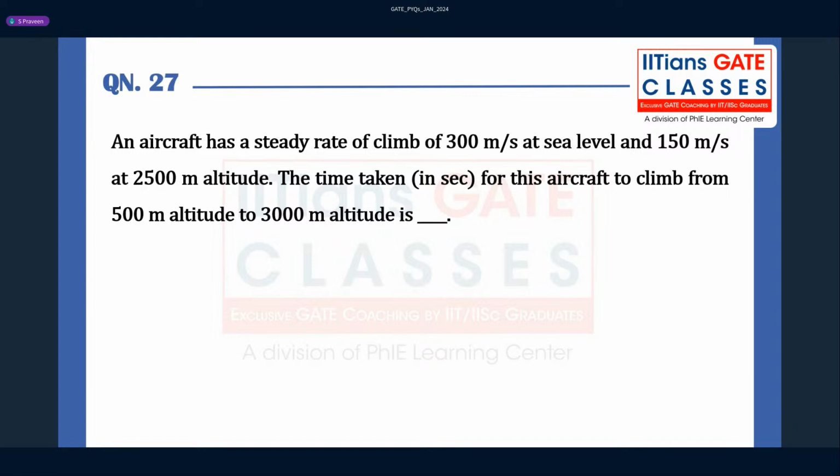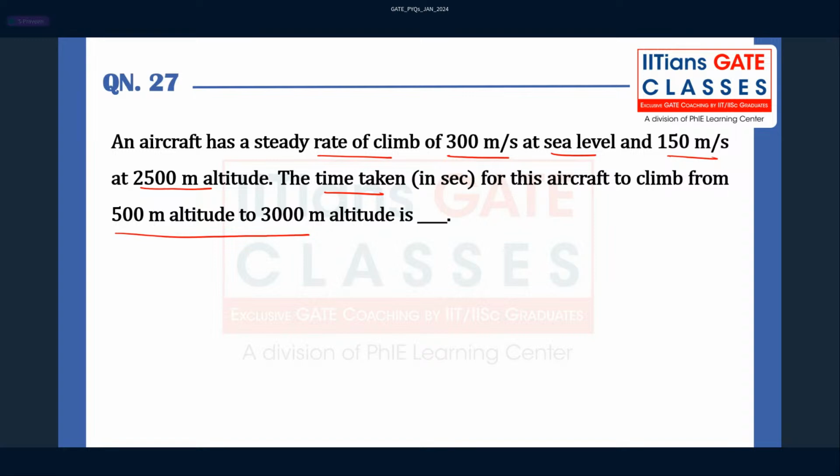An aircraft has a steady rate of climb of 300 meter per second at sea level and 150 meter per second at 2500-meter altitude. The time taken in seconds for this aircraft to climb from 500-meter altitude to 3000-meter altitude is dashed. So I've underlined certain data that is given. Steady rate of climb of 300 meter per second at sea level and 150 meter per second at 2500 meter altitude. The time taken to climb from 500 meter to 3000 meter. Okay. Again, it's a simple one.